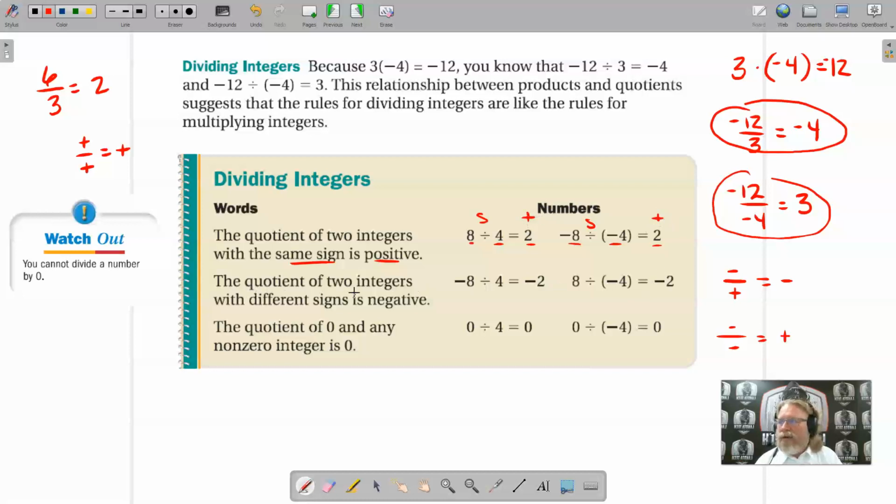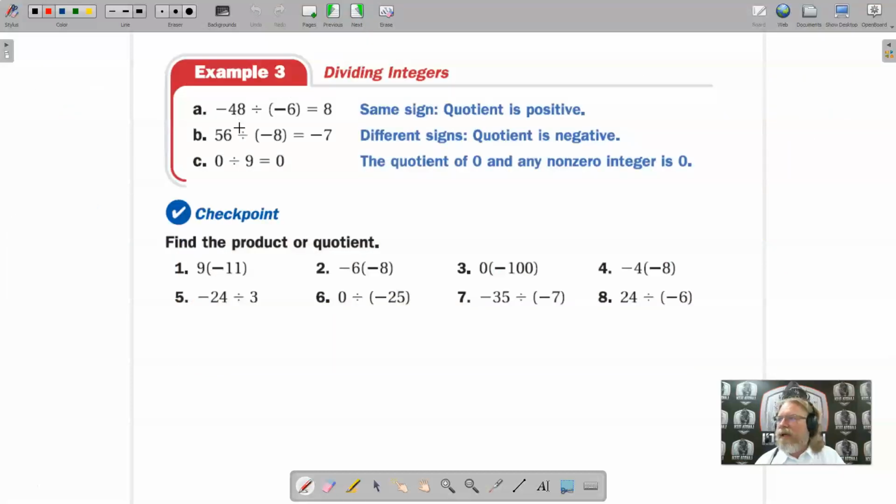Now, the quotient of two integers with different signs is negative. So here we have a negative and a positive, and that's producing a negative result. Here we have a positive divided by a negative, and that's producing a negative result. So different signs, negative; same signs, positive. And then, of course, the quotient of 0 and any non-zero integer is 0. So 0 divided by any number is going to be 0, just like 0 times any number is going to be 0 as well. So let's look at some examples here.